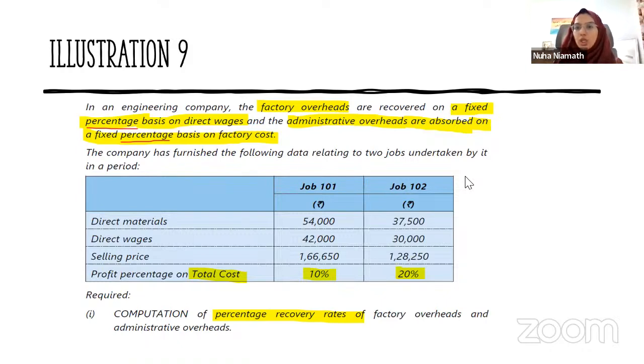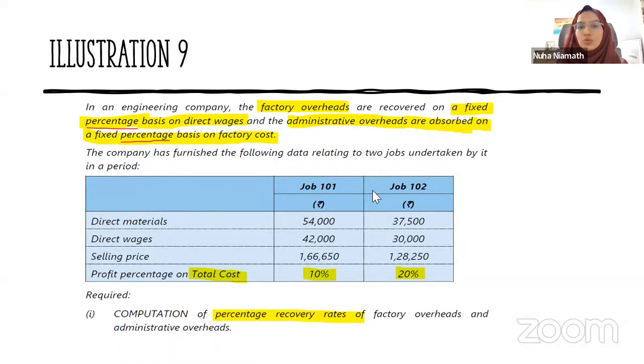All right. Okay then. So let's begin with today's session with the first question, illustration 9. Let's read the question. In an engineering company, the factory overheads are recovered on a fixed percentage basis on direct wages, and the admin overheads are absorbed on a fixed percentage basis on the factory cost. The company has furnished the following data relating to two jobs undertaken by it in a period.